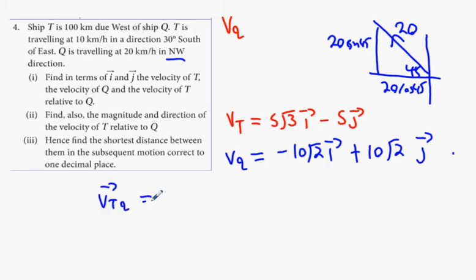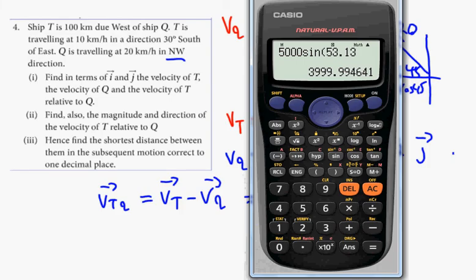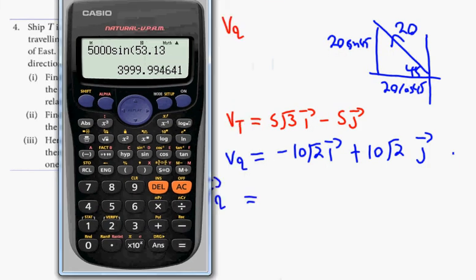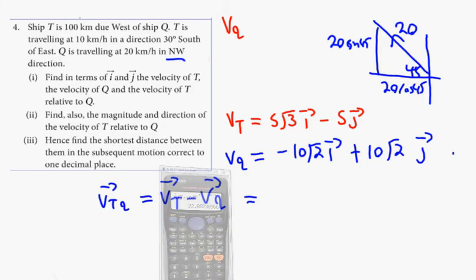Velocity of T relative to Q, the second letter being the all important letter. Okay? So what's Vt minus Vq? It's actually going to end up being a double negative. So it's going to be 5 root 3 plus 10 root 2. What's that put it as? 22.8, look, we'll take that.